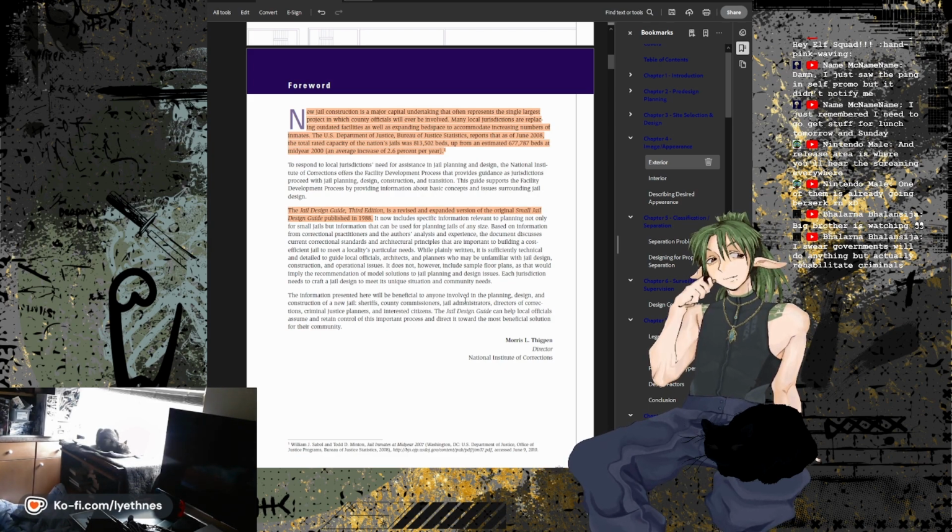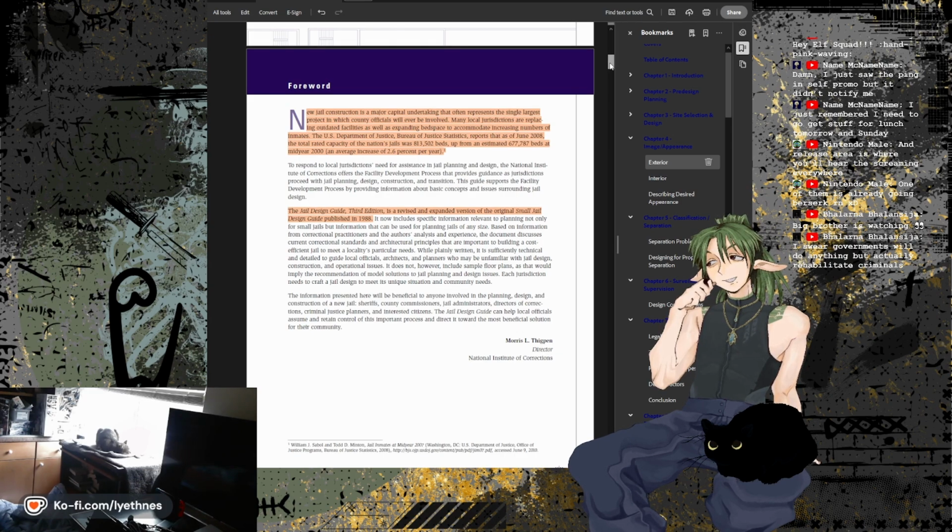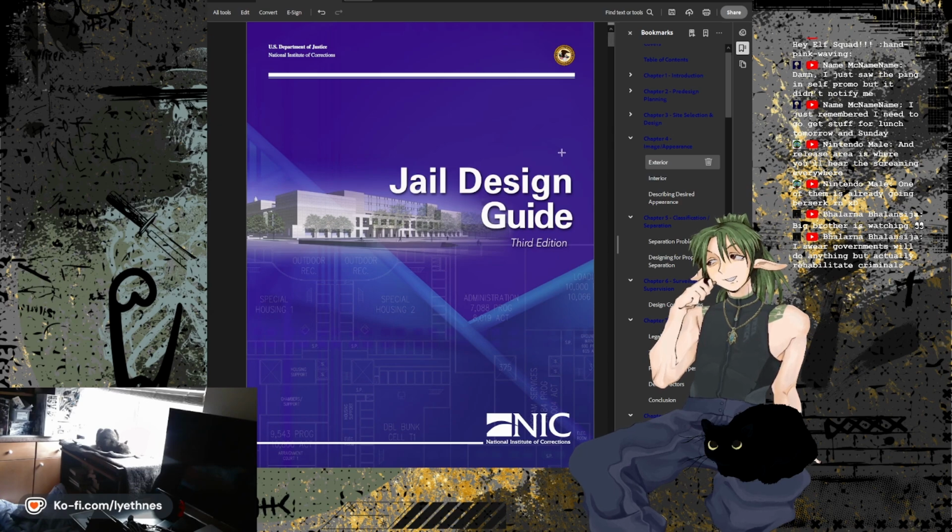Okay, so this is the foreword in the jail design. So this is the 3rd edition.